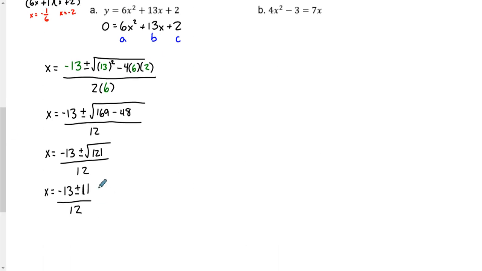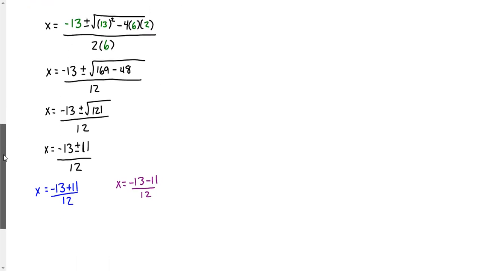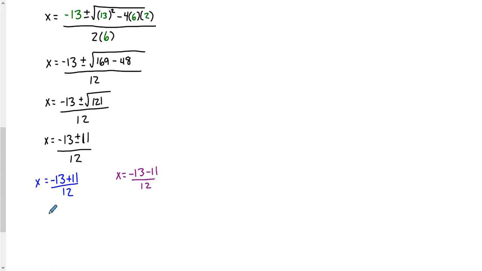All right. So now we're going to get two answers here. And what I mean by that is with this adding, subtracting, this is the addition and subtraction, which means we have to both add 11 and subtract 11. So it's going to come out as two answers. We're going to have a negative 13 add 11 all over 12, as well as we're going to have a negative 13 subtract 11 all over 12. So it's going to come out as two separate answers.